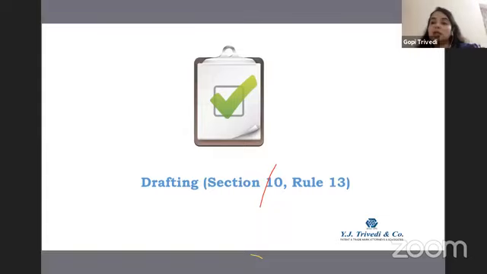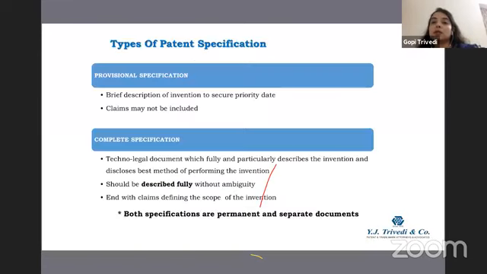Entire section is kept for that, called section 10, with the prescribed rules, which ask you to provide your specification in a given format. Two types of specification, as earlier discussed. First is provisional, where you are required to provide a brief description against which one receives the priority date. And claims are generally not included in the provisional specification.